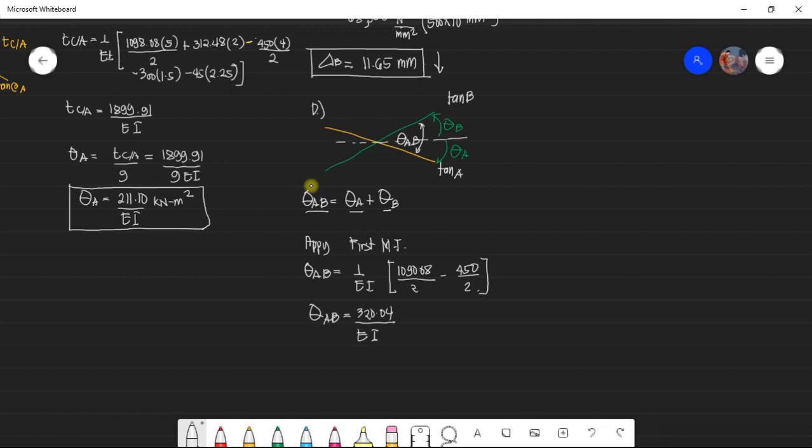So, theta B now will be 320.04 minus 211.10 over EI. So, you have theta B. So, what is theta B? 320.04 minus 211.1, so 108.94.